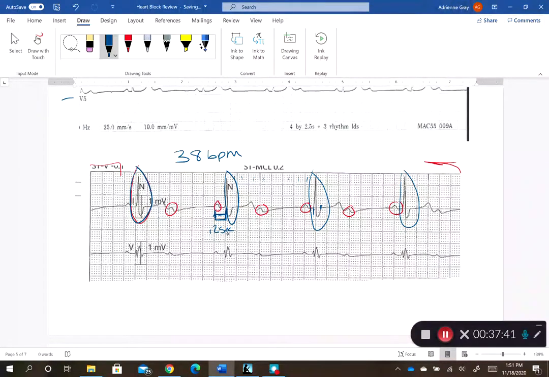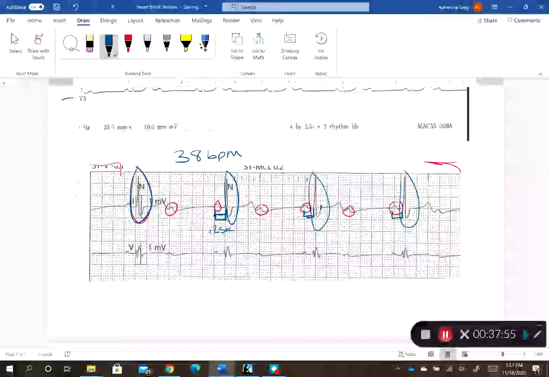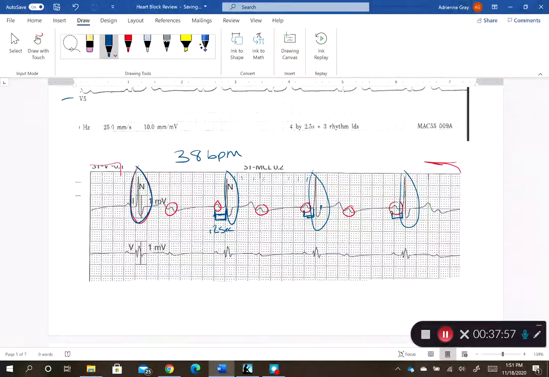Could it be a second degree type 1? Well, my PR interval remains pretty consistent throughout. It does not get longer and longer, so it cannot be a second degree type 1. Plus, this rhythm is regular. Could it be a second degree type 2? Well, remember, second degree type 2 could be regular or irregular, depending on the conduction ratio. So this one is regular.